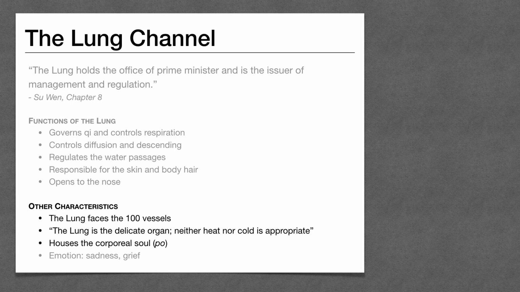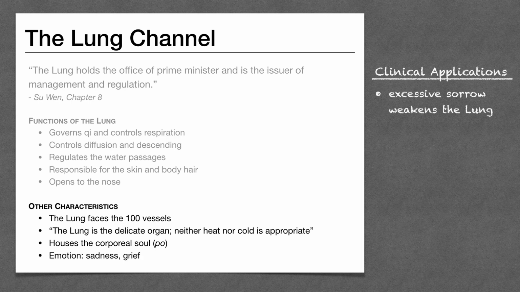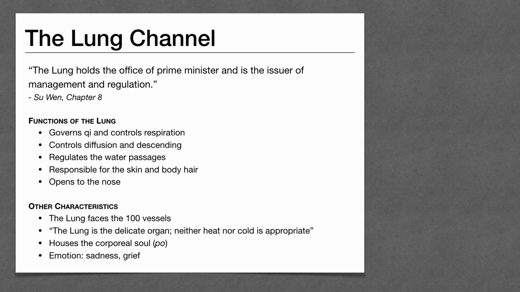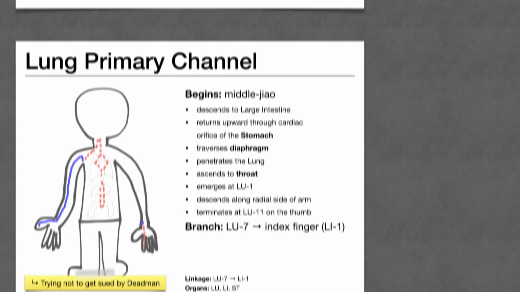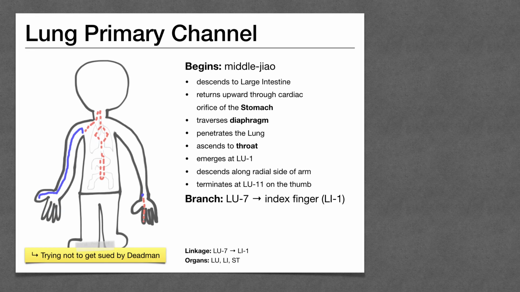In terms of the 5 Shen, the lung houses the po, or the corporeal soul. This has to do with our sense of physicality, but clinically, what this means is we can use the lung to treat sadness and grief. So those are the functions of the lung, and understanding those functions is going to help us understand the functions of the points along this channel. Next, we can take a look at the actual pathways of the channel to get even more insight on what these points can do for us.